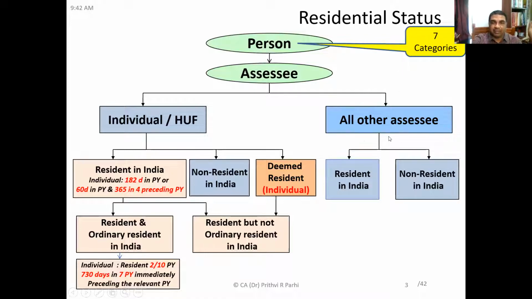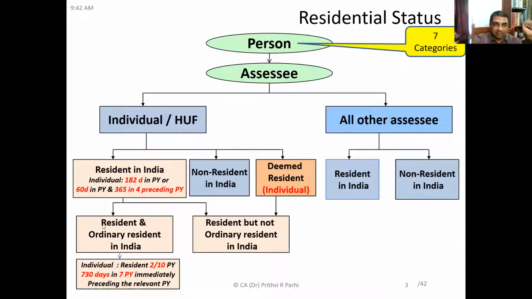We took it as a separate class: all other assessees except individual and HUF, like firm, company, AOP, BOI, AJP, local authority. These statuses can have only 2 types of residential status. Either they can be resident in India or they can be non-resident, right? But when coming to individual and HUF, once they are resident in India, there can be 2 more possibilities: resident and ordinarily resident, and resident but not ordinarily resident.